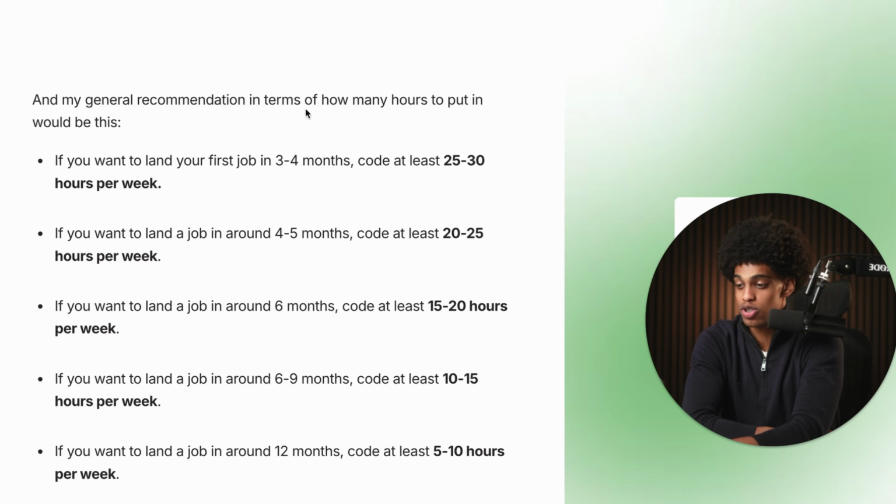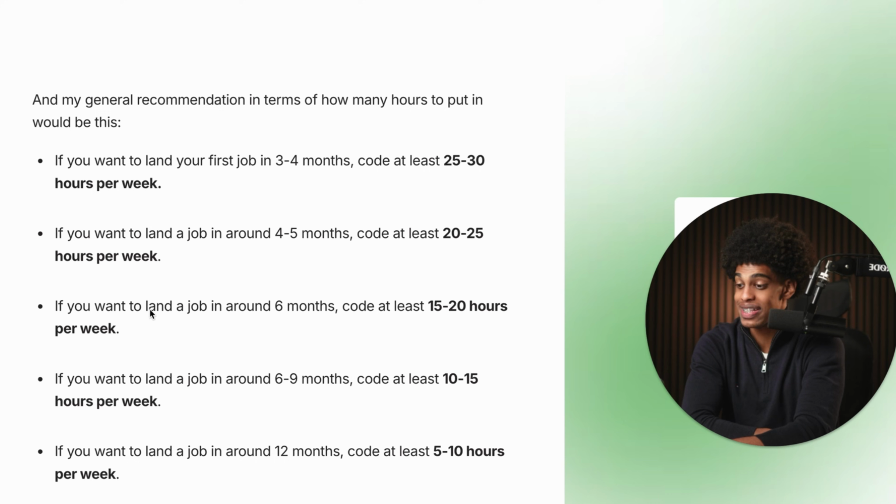My general recommendation in terms of how many hours to put in would be the following. If you want to land your first job in 3 to 4 months, then code at least 25 to 30 hours per week. And I believe that comes out to about 4-ish hours per day. If you want to land a job in around 4 to 5 months, then code at least 20 to 25 hours per week. And that comes out to about 3 hours or so per day.